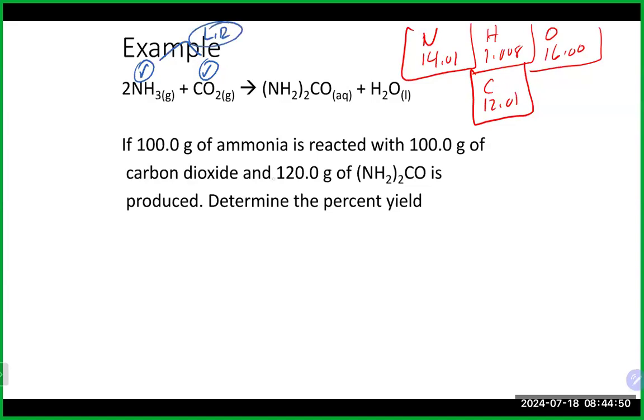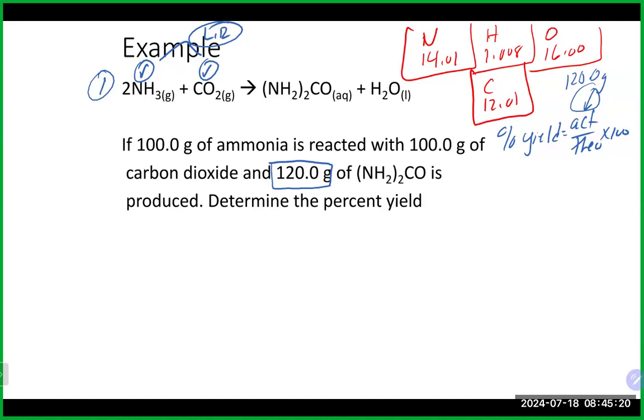We do have that we produce this much of our product, 120 grams, and that's going to help us with our percent yield, which again is our actual over theoretical times 100%. So that is obviously going to be our actual yield here, 120 grams. So we do need to, again, use stoichiometry here to solve for our theoretical yield. Once again, first couple of steps the same. We got our equation balanced.